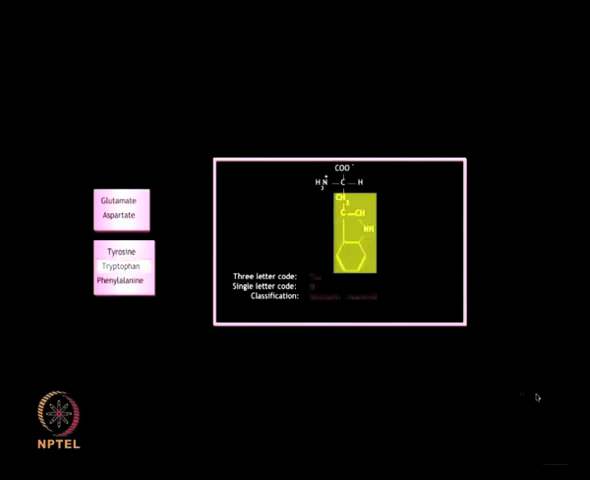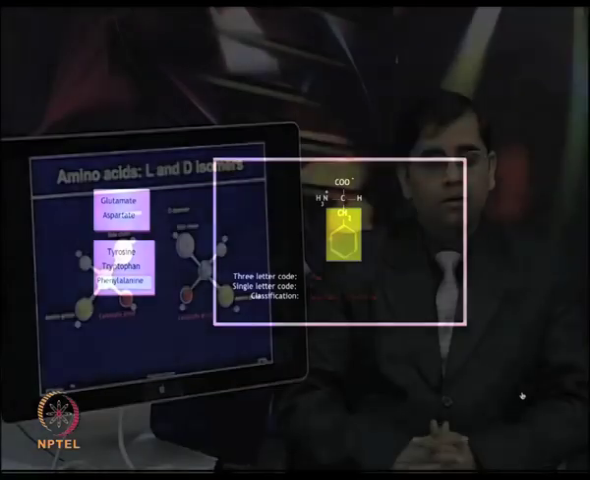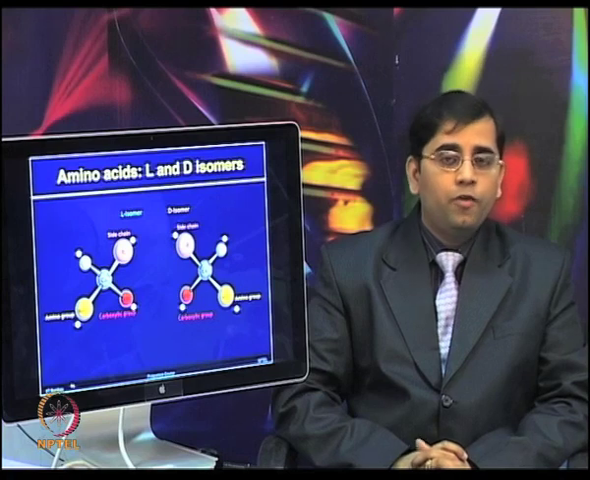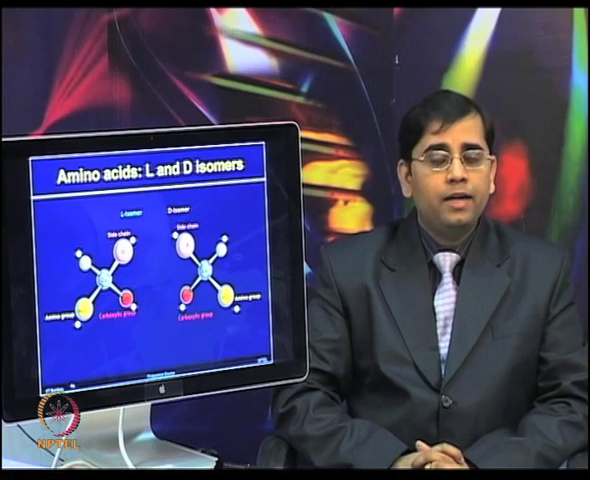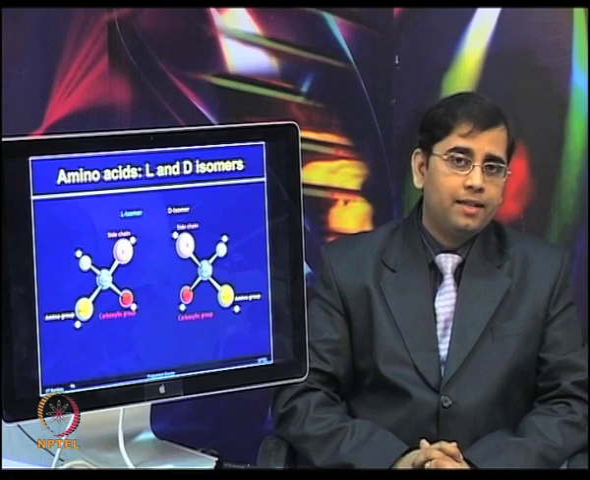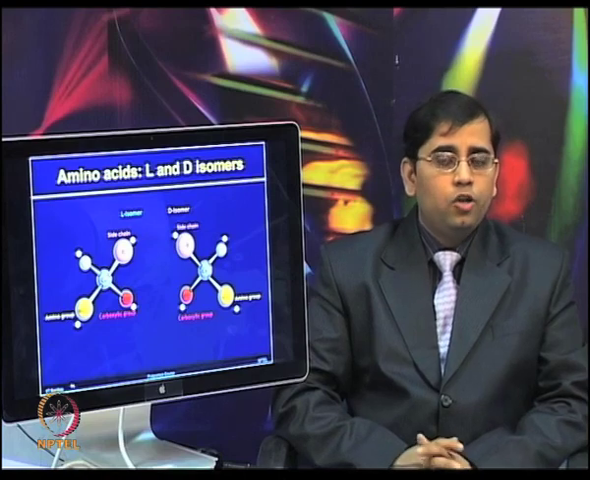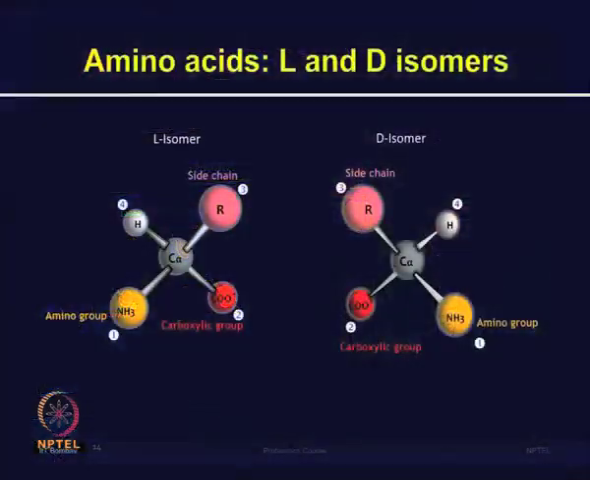Tryptophan, tyrosine and phenylalanine are all essential amino acids having aromatic side chains. After having discussed the different groups of amino acids, let us look at the basic constituents of amino acids and the different isoforms which they can form. So, amino acids have 4 different groups which are connected to the alpha carbon atom.